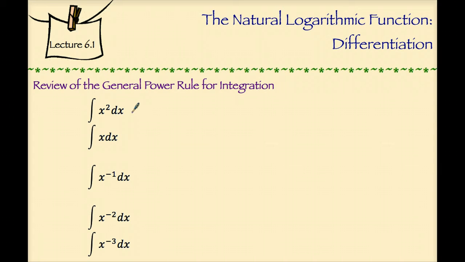Here the integrand is x squared. If we add 1 to that exponent, we'll get x cubed. And of course we need to divide by that new exponent, giving us 1/3 x cubed plus c. Here we have x to the 1. Adding 1 to that exponent gives us x squared. And dividing by that new exponent, 1/2 x squared plus c.